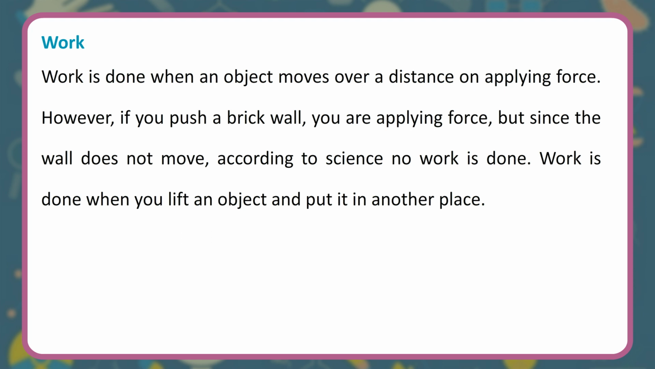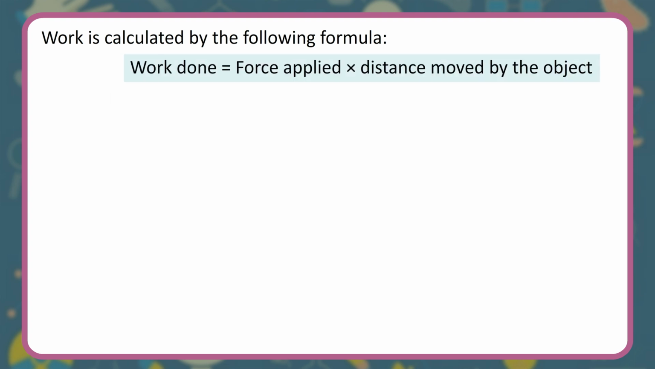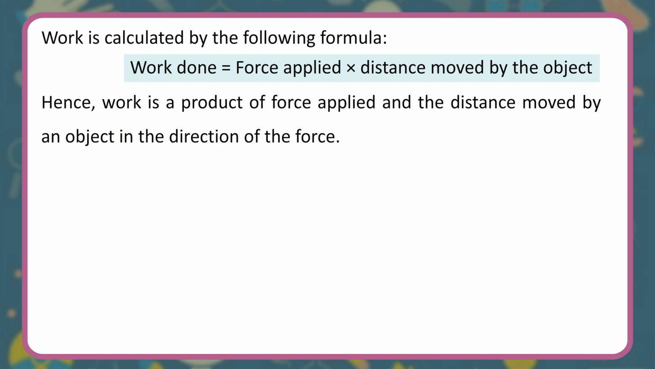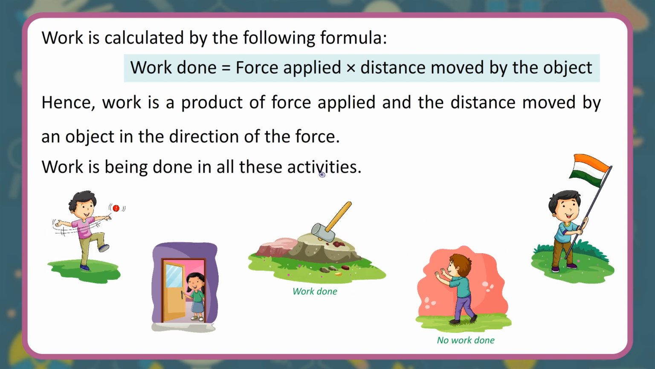Work. Work is done when an object moves over a distance on applying force. However, if you push a brick wall, you are applying force, but since the wall does not move, according to science, no work is done. Work is done when you lift an object and put it in another place. Work is calculated by the following formula: work done equals force applied times distance moved by the object. Hence, work is a product of force applied and the distance moved by an object in the direction of the force. Work is being done in all these activities. Work done. No work done.